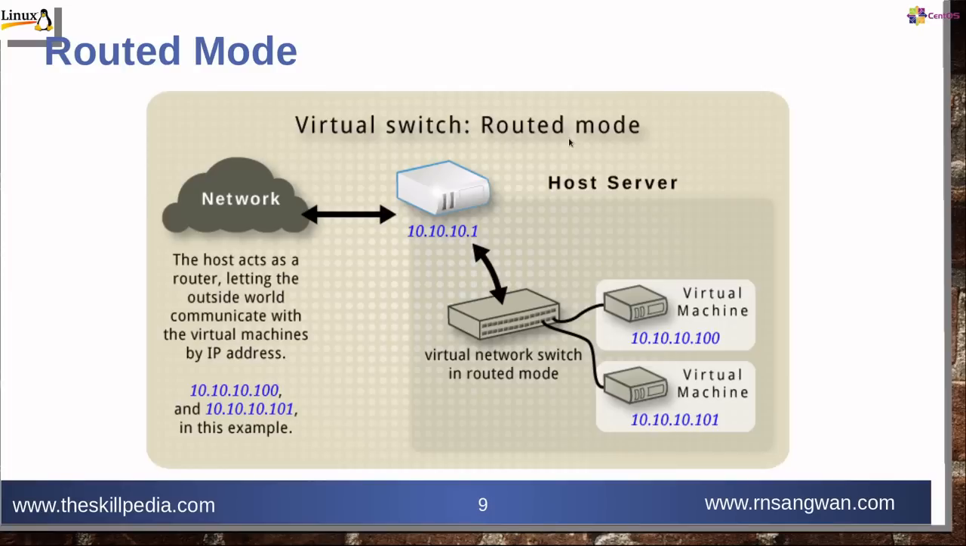We have the virtual switch in routed mode. Here this is configured in routed mode. The virtual machines are using 10.10.10.100 and 10.10.10.101. These are the IP addresses of the virtual machines. The host machine has the 10.10.10.1 IP address, and outside machines will be able to route the traffic directly to these machines, whatever address they have. So these IP addresses 10.10.10.100 and 10.10.10.101 are reachable from the outside network or outside machine, which actually means I'm talking about the internet. So the internet can reach these machines if the virtual switch is configured in routed mode.